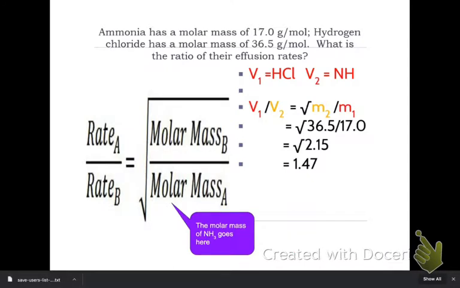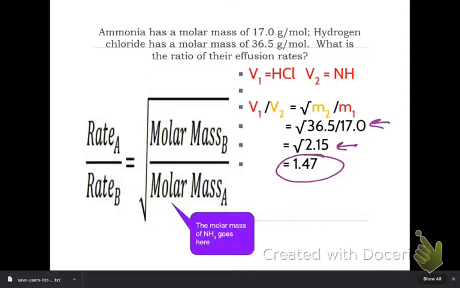So we put 36.5 divided by 17. Follow your order of operations. Divide those out, and then you're going to find the square root of that value. And so we end up with this 1.47. So what that says is that the ammonia travels 1.47 times faster than the hydrogen chloride.